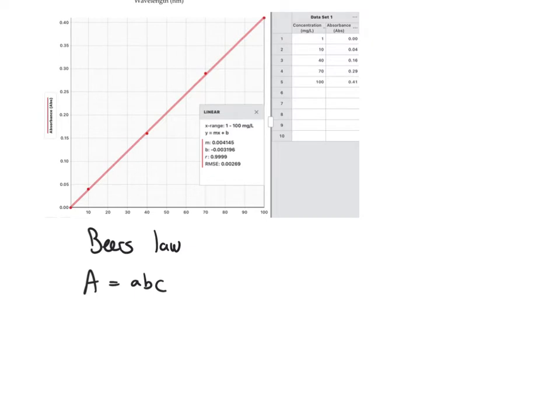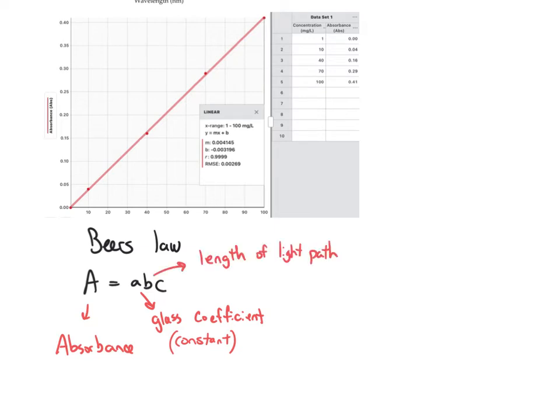Where A, as I said, is the absorbance, capital A. Lowercase a represents a coefficient of the glass, of the cuvette. And so that number will always be constant because you use the same cuvette in each one of your trials. Lowercase b is the length of the light path of your colorimeter or your spectrometer. So once again, you use the same colorimeter or the same spectrometer in each reading. And so a and b will always be constant. Now c is the concentration of the solution.